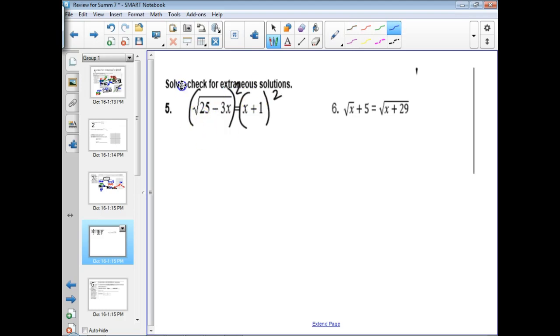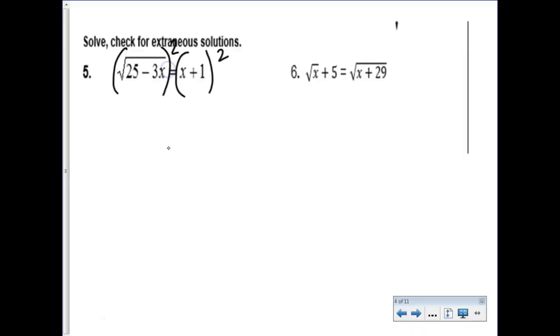The left side, easy peasy, the radical and the square cancel each other out. But be careful on the right side, it's x plus 1 quantity squared, so remember that's a foiling question: x plus 1 times another x plus 1. So you're going to get x squared plus 2x plus 1.